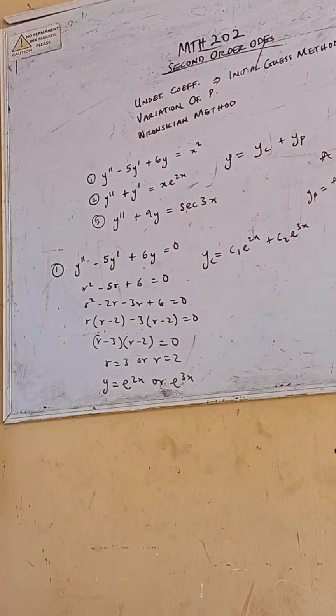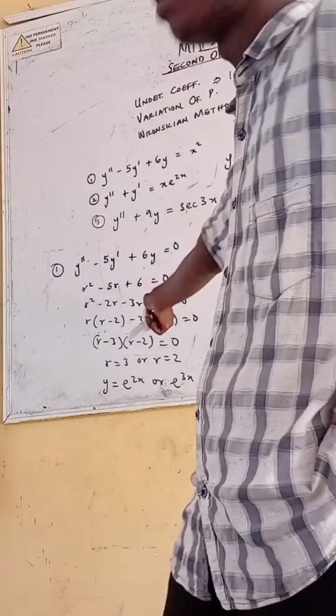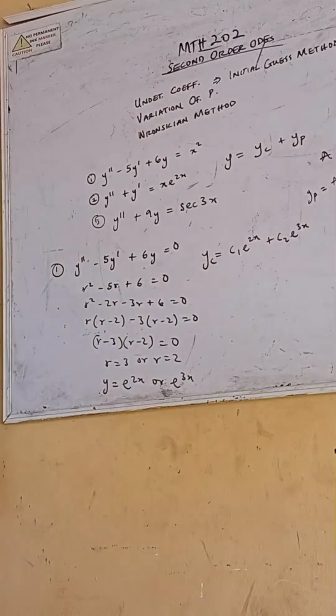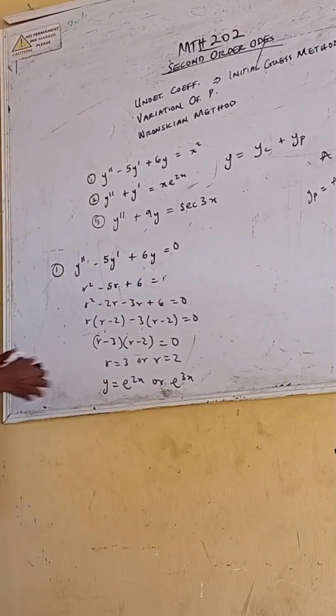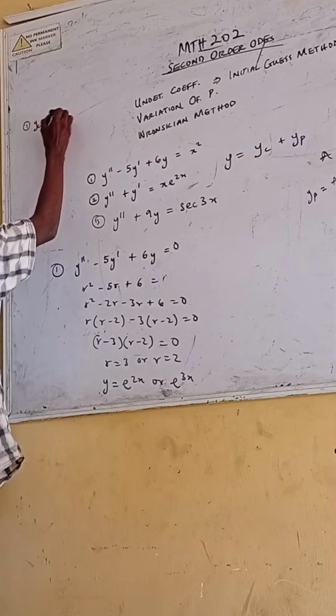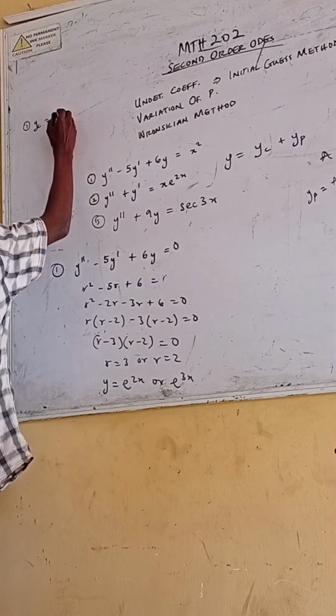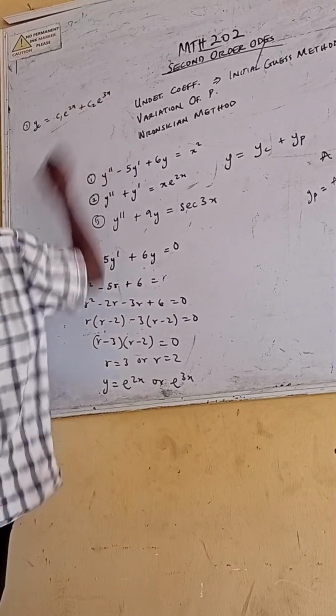So what we now need to do is find the values of a, b, and c. Do you get it? Can I clean it? Yes. So now let's find the values of a, b, and c. Please can someone help me write this? For number 1, yc equals what? c1 e raised to 2x plus c2 e raised to 3x.